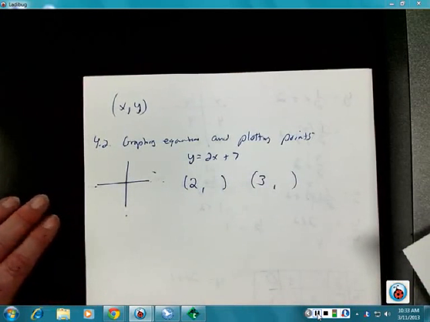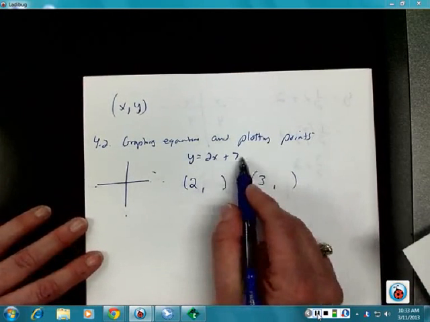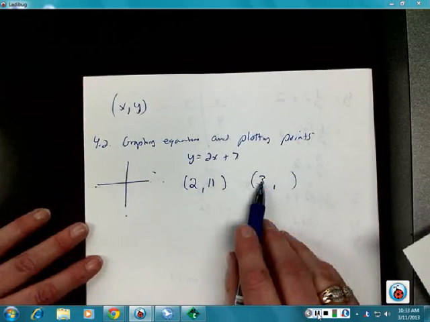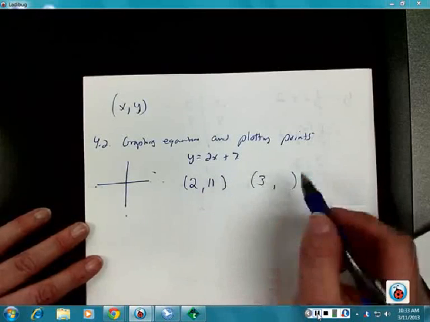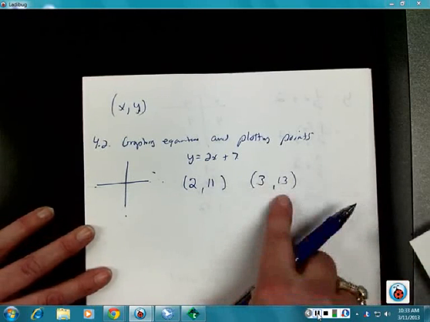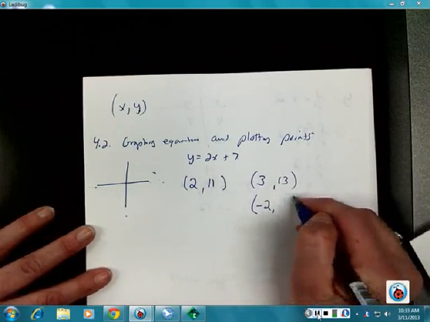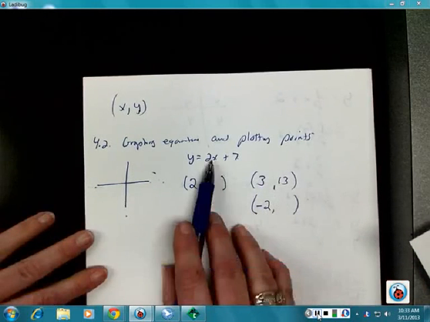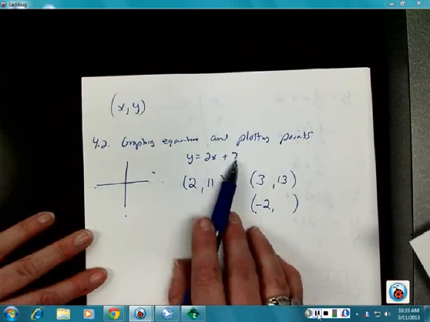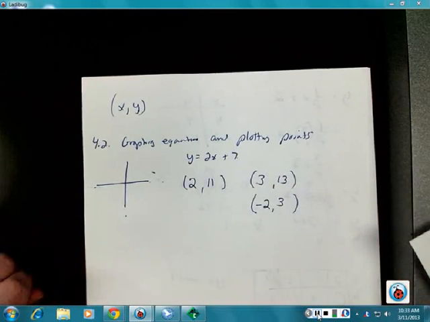Or will I be off my graph? 2 times 2 is 4, plus 7 is 11. Okay. If I put 3 in there, what will I get? 6 plus 7 is 13. I might be pushing it there. That one might not be on my graph. So I might want to pick a negative number. So if I pick a negative number, 2 times a -2 is -4. And -4 plus 7 is 3. And that one will be on there.